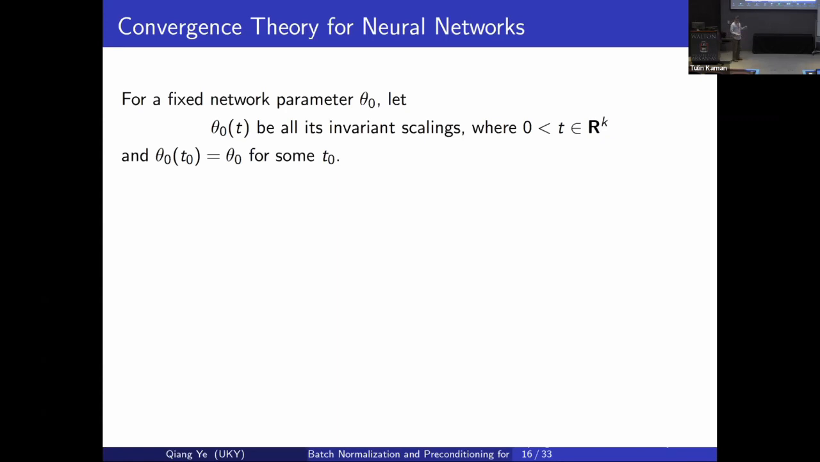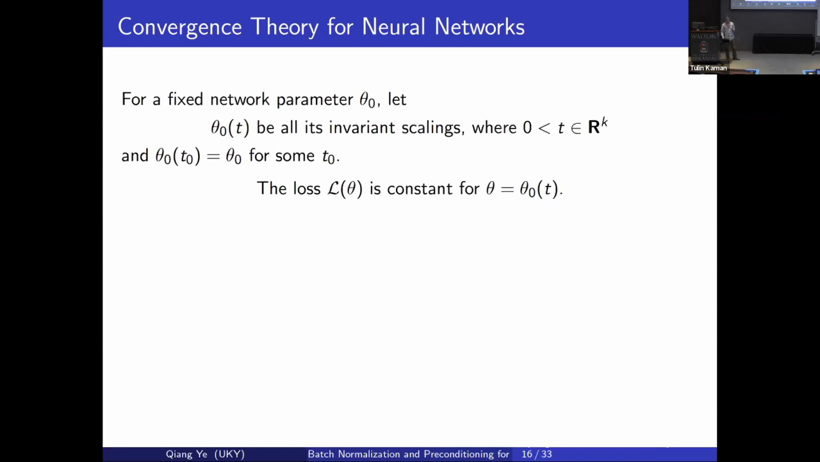Here's how we look at it. If I look at one parameter theta_0 and all of its invariant scalings, then it's a function of t. So it's actually a manifold. For each parameter you collect all the invariant scalings. If you look at the parameter space, for every point there's a manifold going through that point. Every parameter on the manifold produces the same output, the same input-output map.